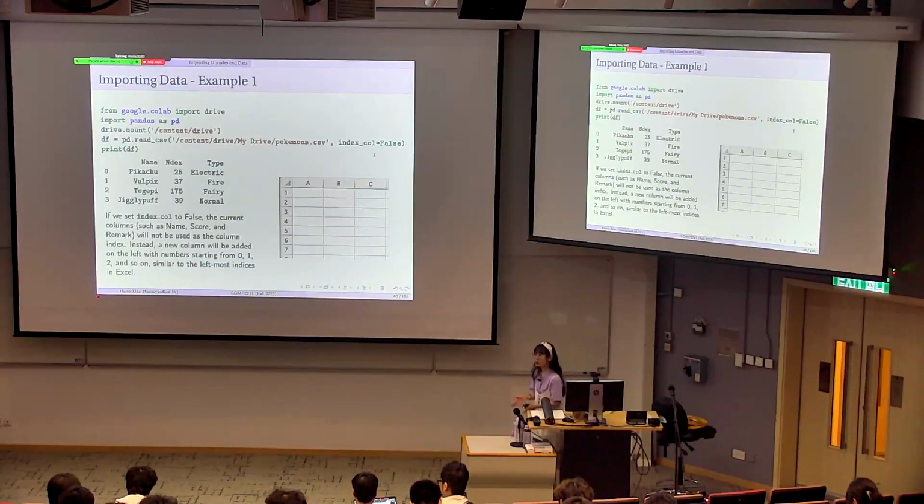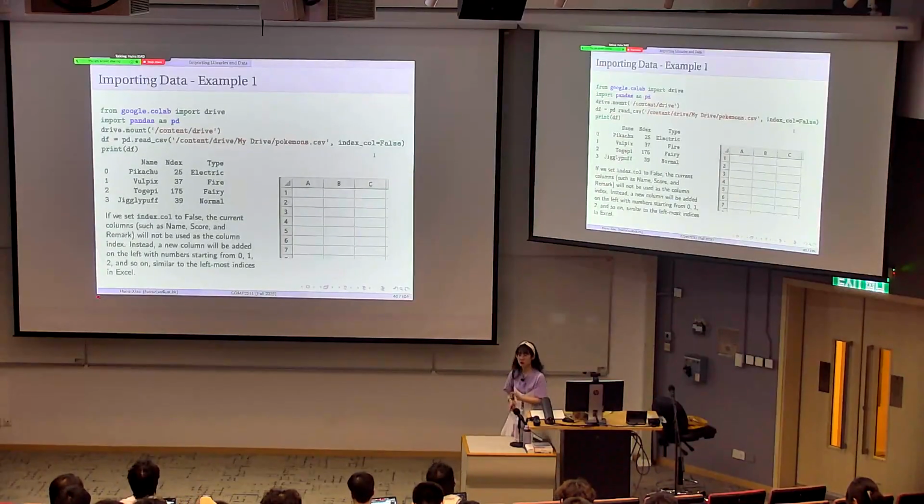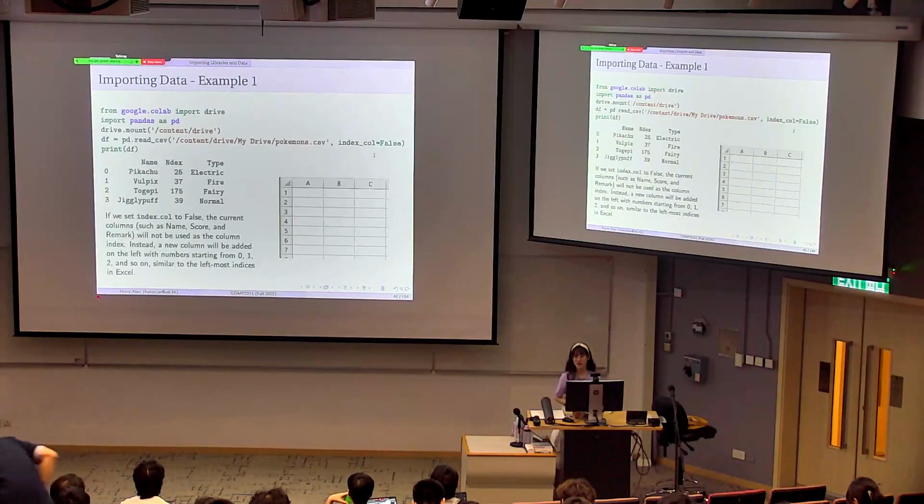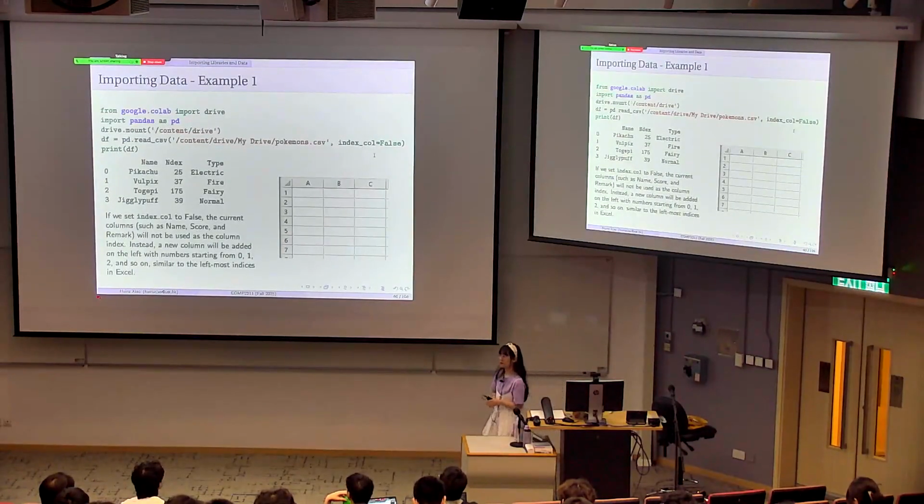Then does anyone know what will happen if we let index column to be true? I guess you may ask that, because now that it's false, we have such behavior. What will happen if we let index column to be true? Maybe the name column from the index. Yes, very good explanation.